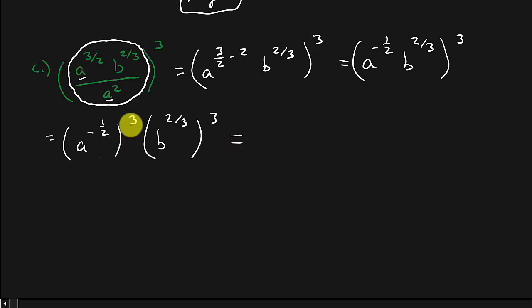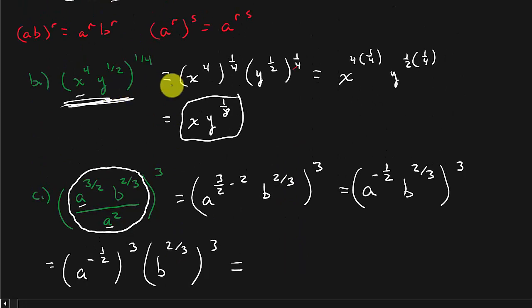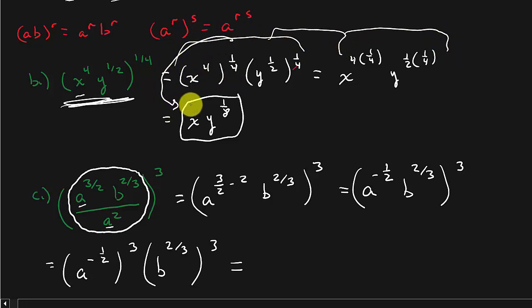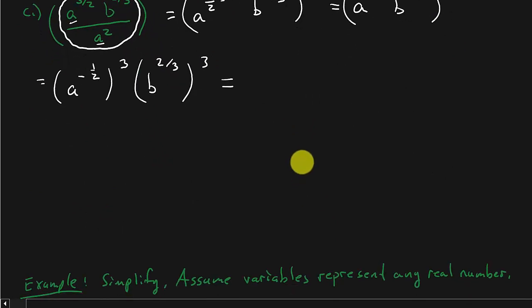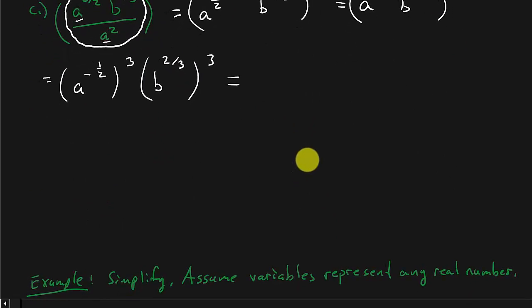And now that it's in this form, what does this mean? This means we multiply the exponents. So what I'm going to do is, you see, like in this problem, how I went from this step and I showed this step. Well, I'm just going to go straight from here to here. I'm going to just do the multiplication in my head. So this is going to be a to the negative 1/2 times 3, which is negative 3/2. And then that's going to be b to the 2/3 times 3, which is 2.